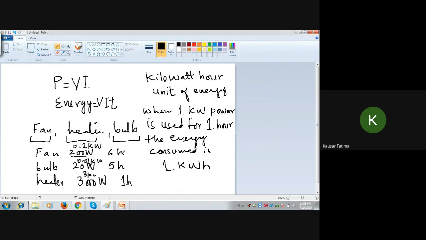You will calculate the energy of the fan, the energy of the bulb, and the energy of the heater. That is how you can calculate the total kilowatt hour. More appliances can also be added in the same way.